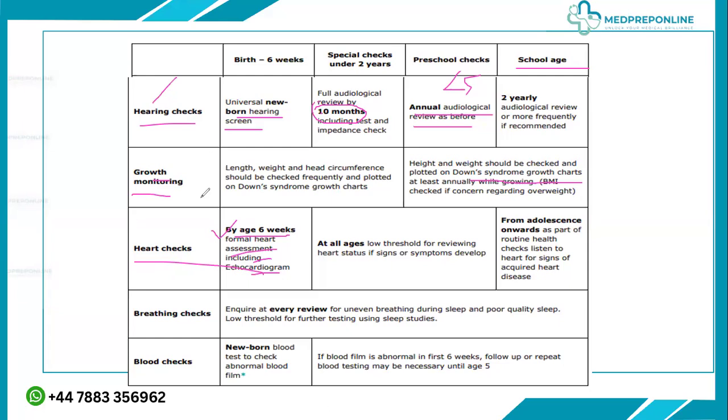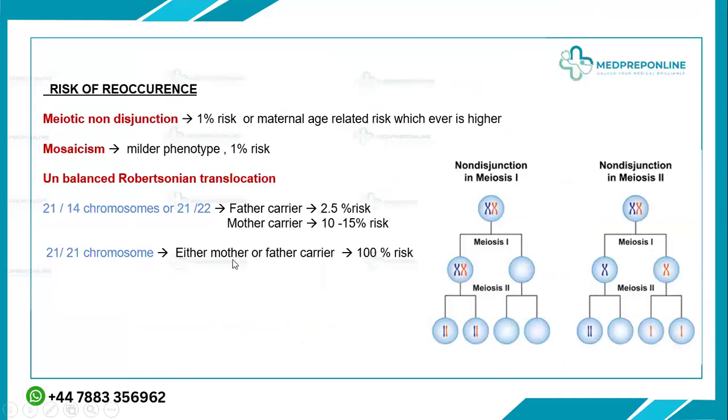Then coming to the breathing checks. Inquire at every review for uneven breathing during sleep and poor quality sleep, with a low threshold for further testing using sleep studies. These breathing checks are basically for obstructive sleep apnea. Then blood checks: newborn blood test to check for abnormal blood film, that is for leukemia, the blast cells. If the blood film is abnormal in the first 6 weeks, follow up or repeat blood testing may be necessary until age 5. These blood checks are for leukemia. So these are the NICE recommended follow-ups which you should keep in mind.